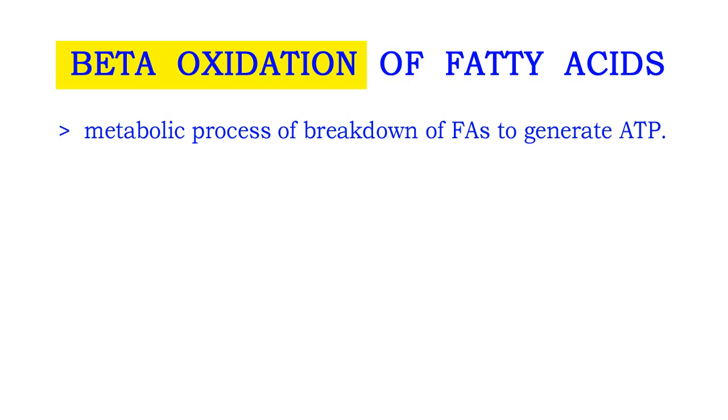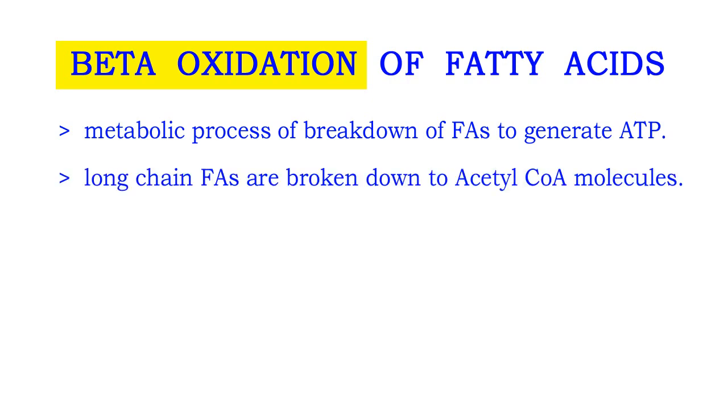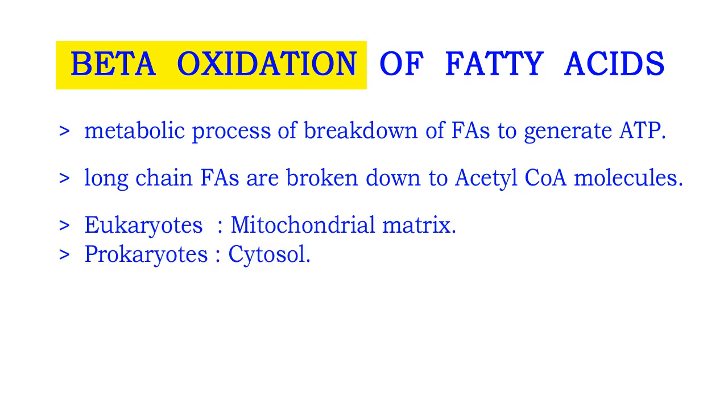During the process of beta oxidation, the long-chain fatty acids are broken down to acetyl coenzyme A molecules, which subsequently enter the TCA cycle in large quantities for further use in the ATP synthesis process. Beta oxidation occurs inside the mitochondria in eukaryotes and in the cytosol in prokaryotes.